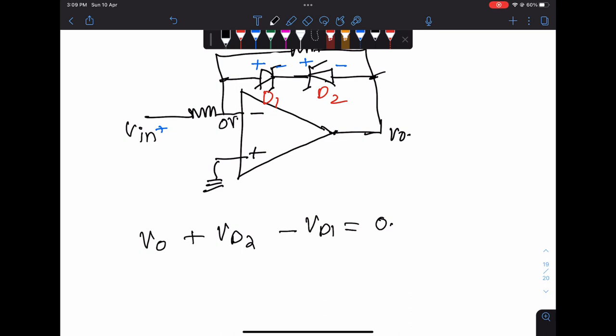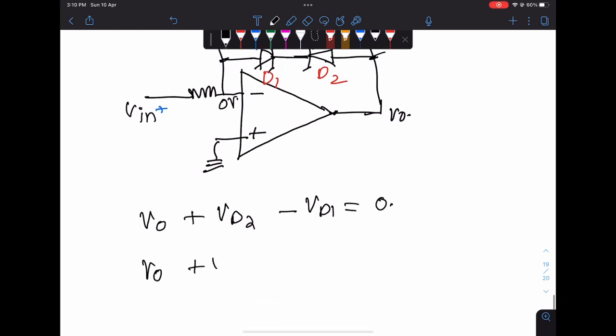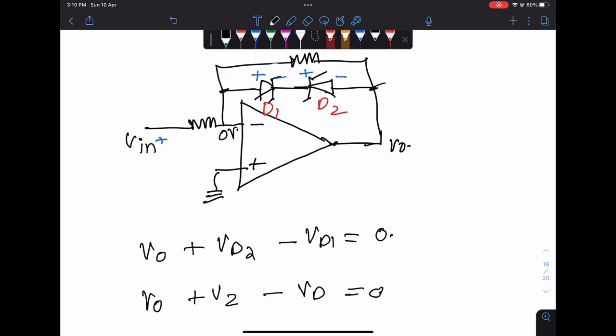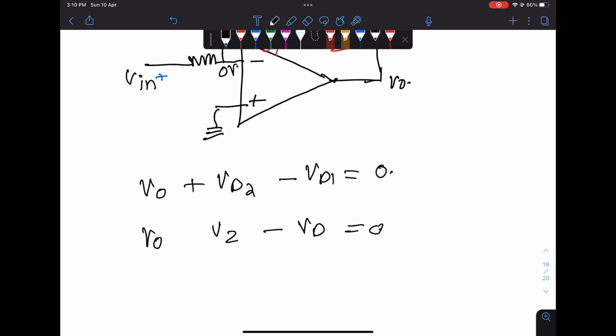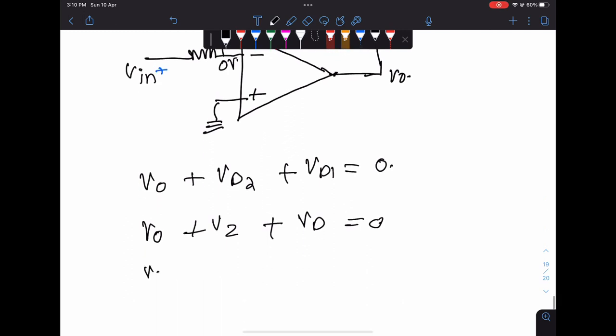After getting to that point, Vout is equal to minus of Vz plus Vd. That's the idea. After getting that breakdown, Vout will be minus of Vz plus Vd1. So it is not minus Vd1, it is plus Vd1. So Vout equals minus of Vz plus Vd1.